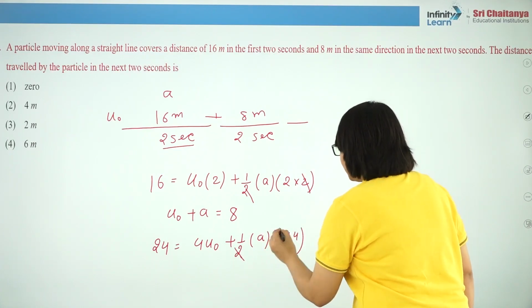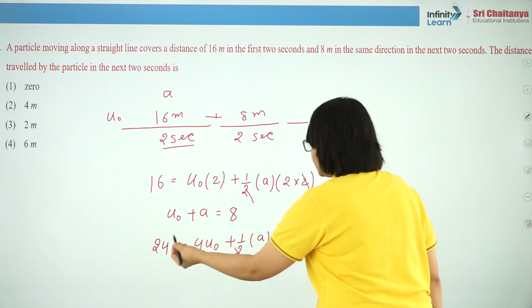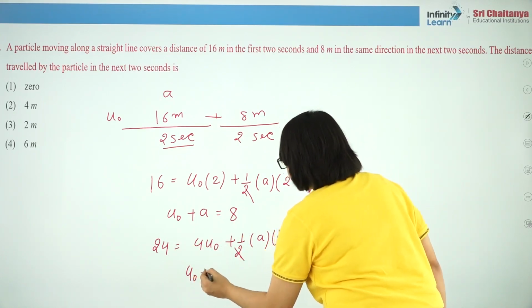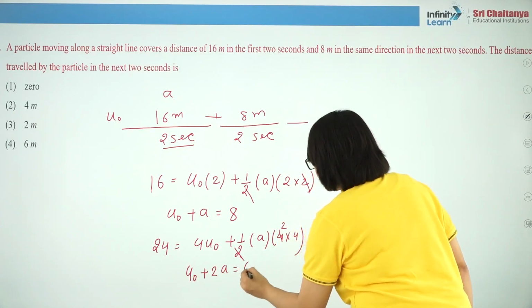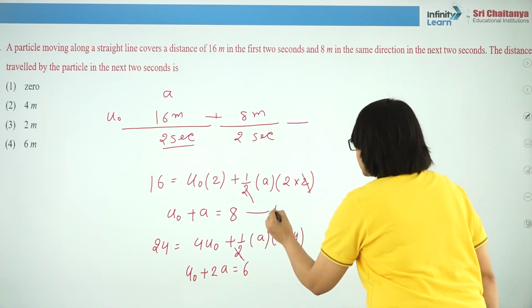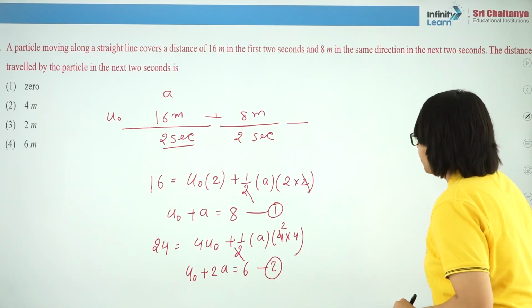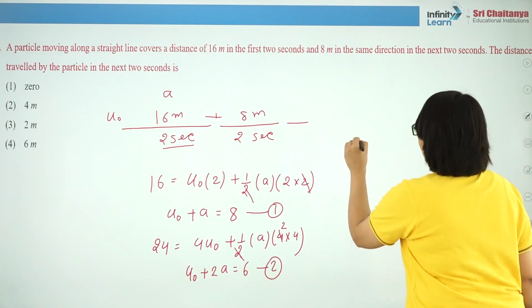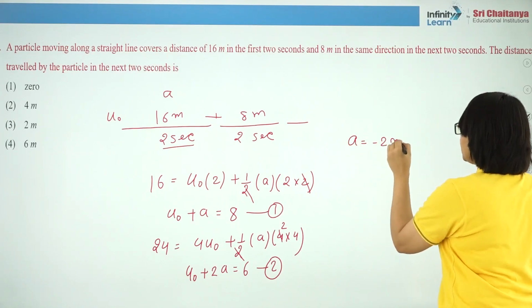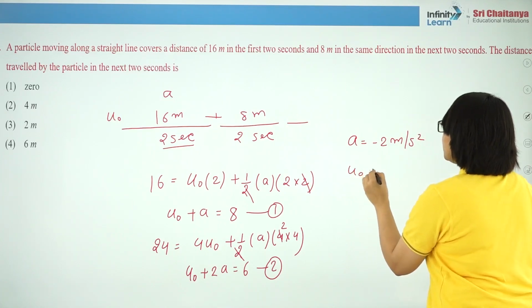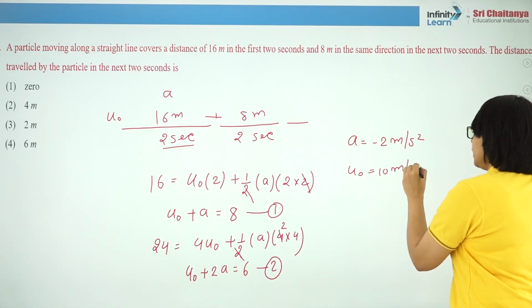So, it will be 84 and 24, you can take the 4 common. So, it will be u naught plus 2a is equal to 6, right. We have equation 1, we have equation 2, subtract equation 1 from equation 2, you will get your a as minus 2 meter per second square. Put this value in equation 1, u naught will be 10 meter per second, right.